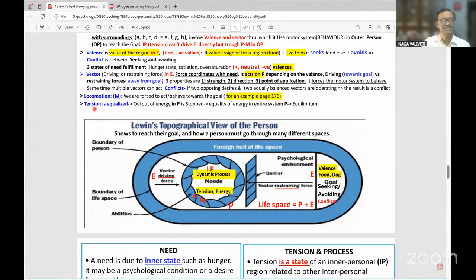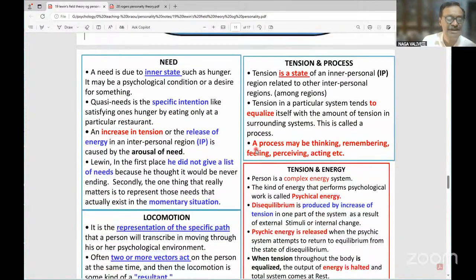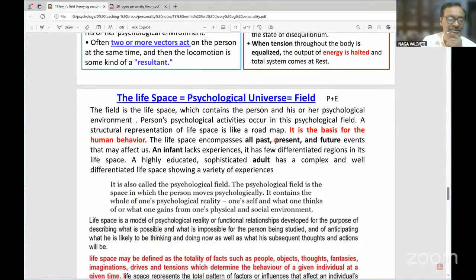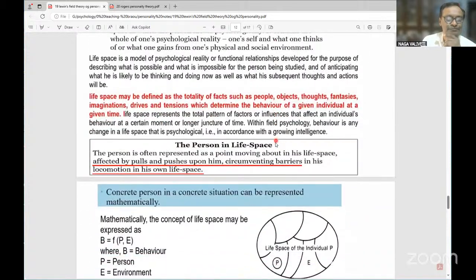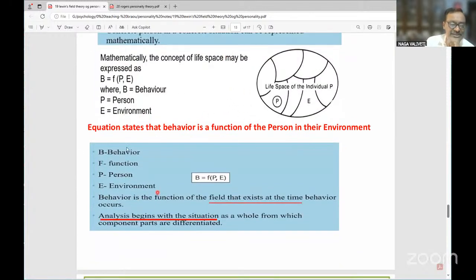Then once it is achieved, tension is reduced and the equilibrium is established. You are in the state of satiation. This is the need we have discussed. So we have to take care of another unit. So representation, path, tension, we have seen; life space also we discussed. Persons in the life space are affected by pulls and pushes. We already said barriers are there, valency is there, vector is there. They are acting in the life space. The mathematical equation is B is a function of E, P is a function of E.